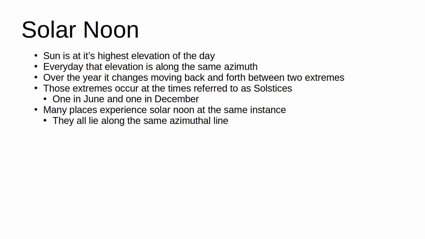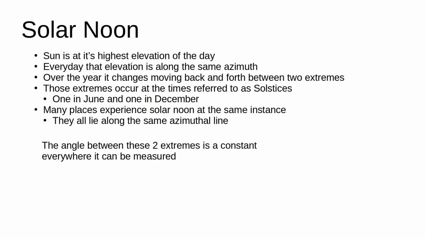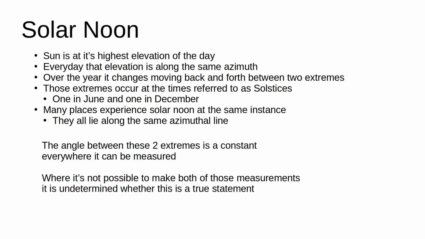If we collect the data regarding the elevation of solar noon at places all over the Earth's surface, we find something interesting: that the difference between the angle of elevation on each of the solstices is a constant. This occurs everywhere one is able to view the Sun on both solstices during the year. Note that if on one of the solstices you can't see the Sun, this makes the notion that the difference is always a constant undetermined, not false. This constant value is 46.8 degrees.